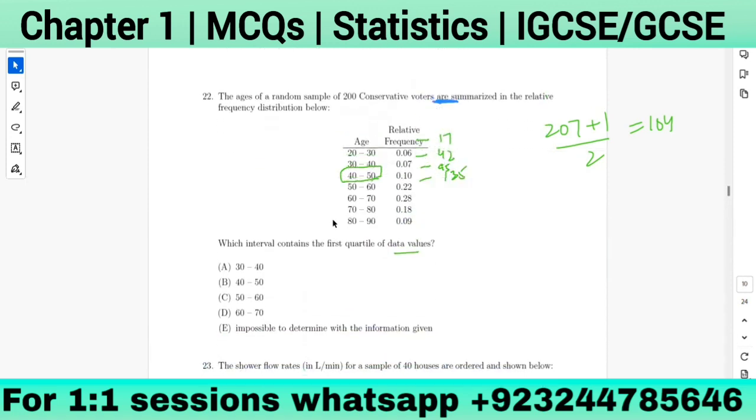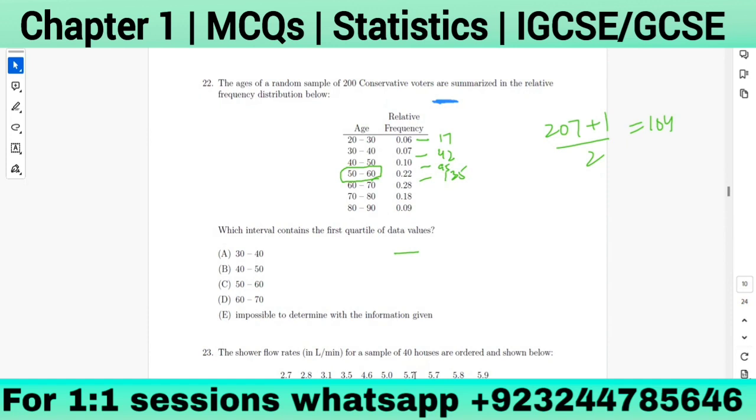The ages of a random sample of 200 conservative voters are summarized in the relative frequency distribution below, ages and relative frequency. Which interval contains the first quartile of data values? The first quartile is 25% of the data. We know that because the median is 50% of the data. So the first quartile is 25% of the data.